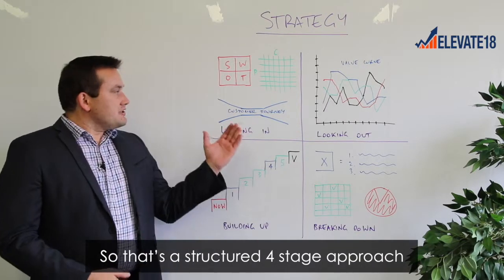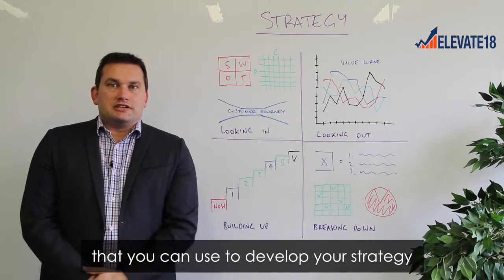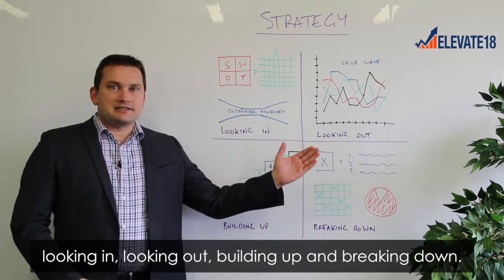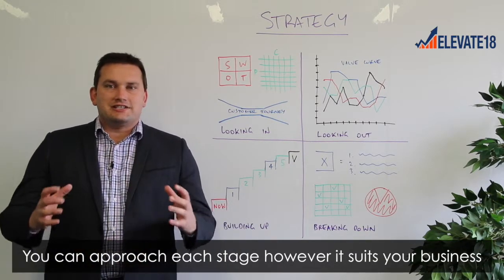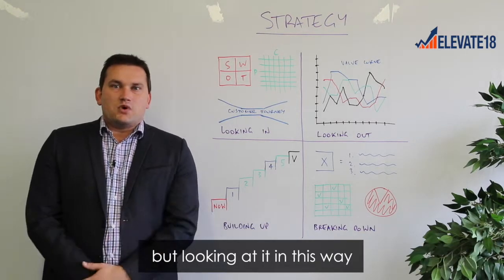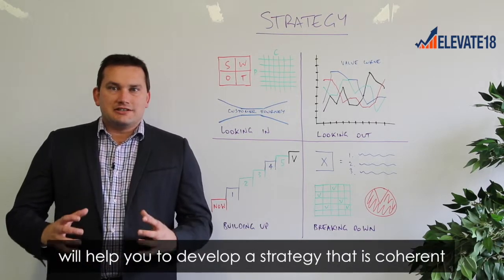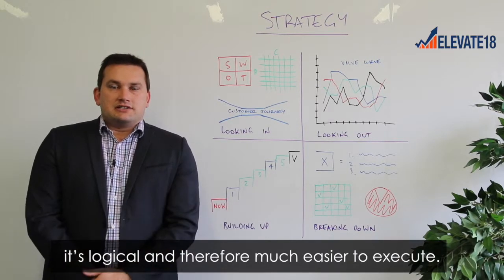So that's a structured 4-stage approach that you can use to develop your strategy: looking in, looking out, building up and breaking down. And you can approach each stage however it suits your business, but looking at it in this way will help you to develop a strategy that is coherent, it's logical, and therefore much easier to execute.